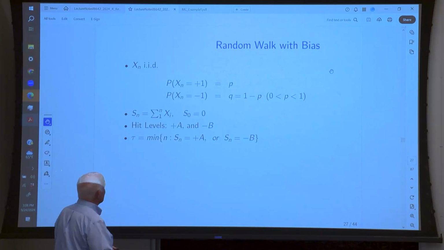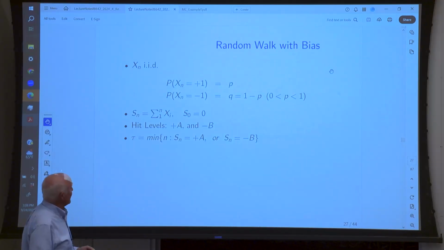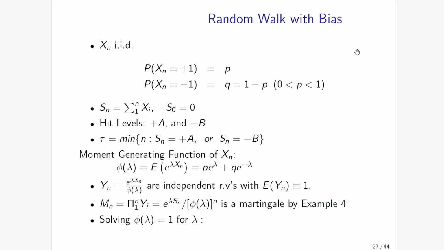What's really neat about martingales is that we can actually solve this problem pretty elegantly. And so we're going to use this moment generating function transformation. So our Xn's have a moment generating function, which is p, the probability of +1, times e to the lambda times +1, plus q, the probability of -1, times e to the lambda times -1. This definition of the moment generating function is very straightforward. If we take e to the lambda Xn divided by phi, these are independent random variables that have expectation equal to 1. And we can define Mn to be the product of the first n Yi's. And this will be a martingale by our example 4.